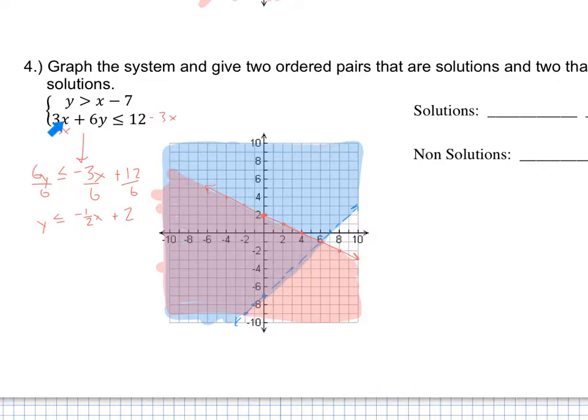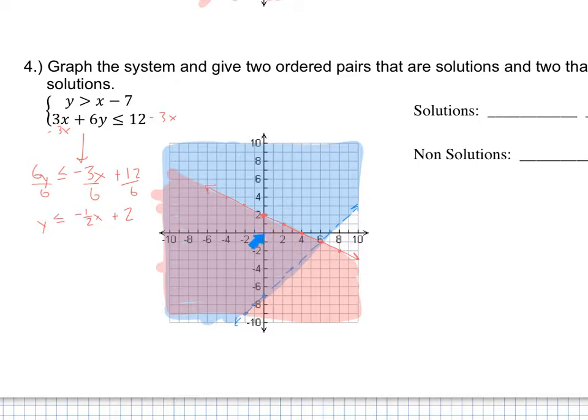On the next one, I did 0. This would make this term 0. If I put 0 in here, that would make this term 0. So that would be 0 is less than 12. So for the red part, for the second line there, it's down below this. So therefore, notice the solutions are in this shaded region here where the two overlap.